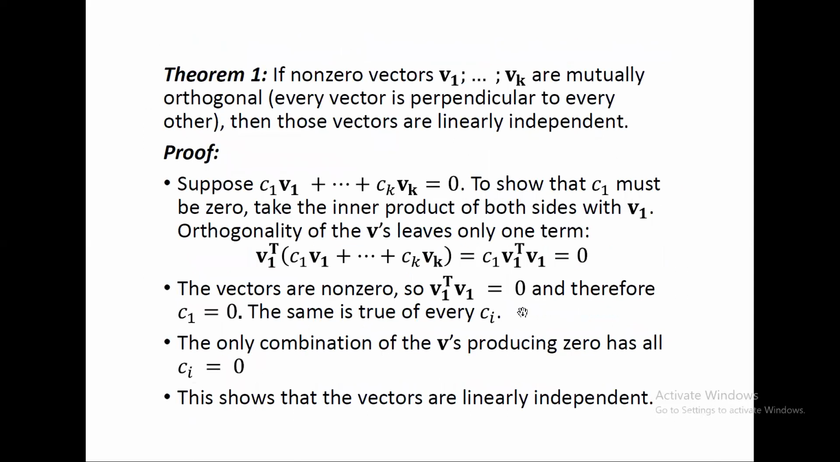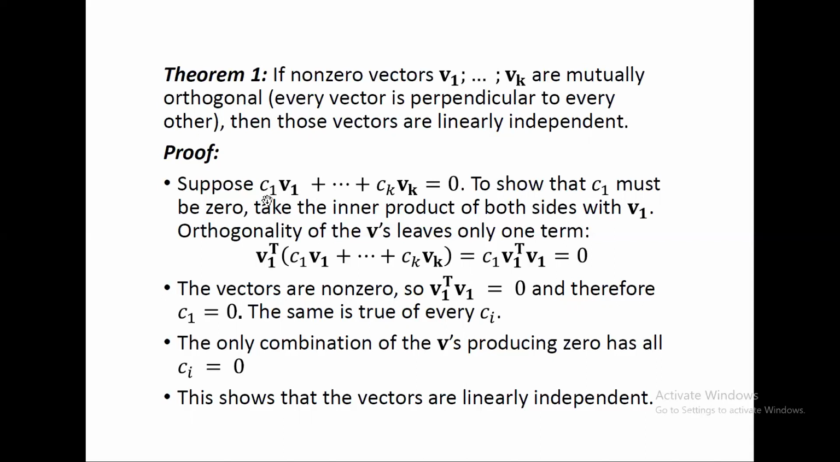If we have non-zero vectors v1 to vk, which are mutually orthogonal, every vector is perpendicular to every other vector, then those vectors are linearly independent. The proof for this can be considered something like this.